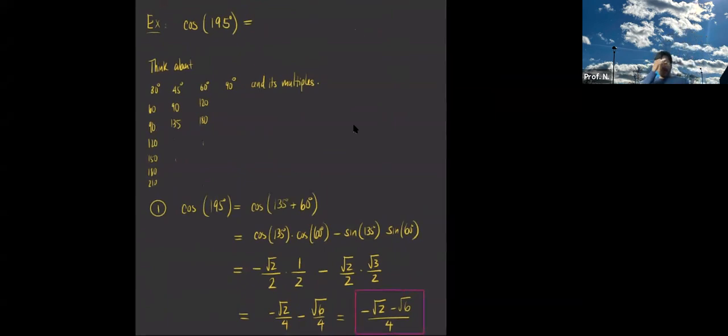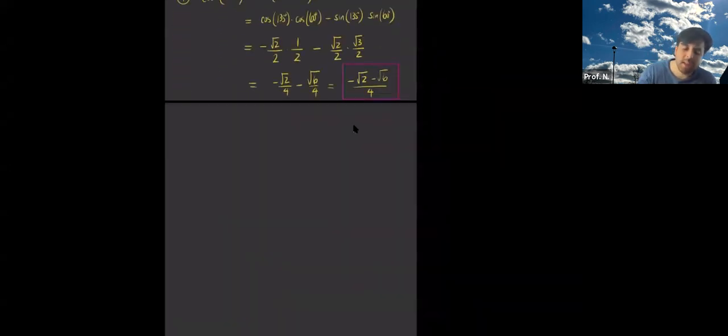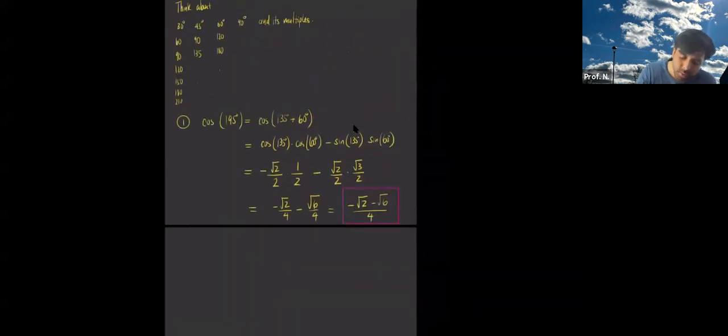So cosine of 195 degrees is negative rad 2 minus rad 6 over 4. I expect it to be negative because 195 is in the third quadrant and cosine is negative in the third quadrant. So it makes sense that it's negative. Now I want to show you that I can also use the other pair of angles that was suggested by Sydney.